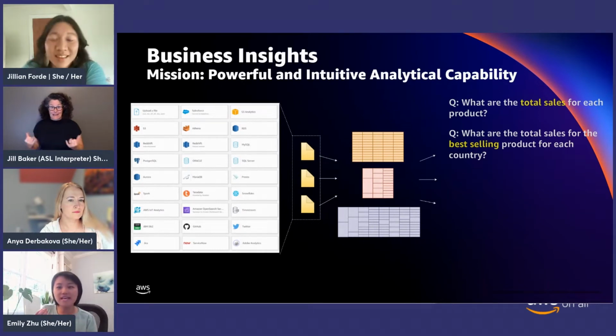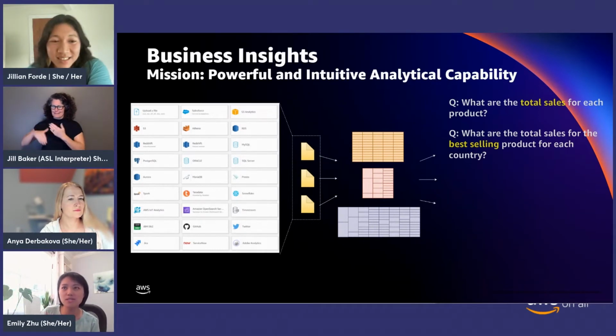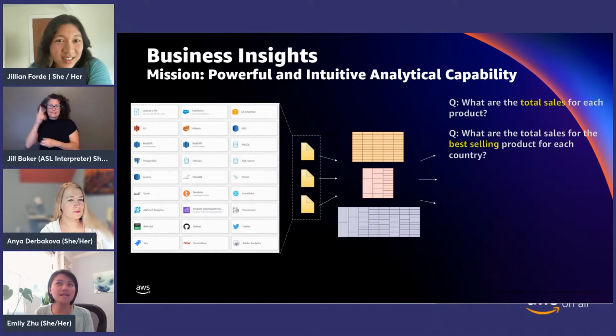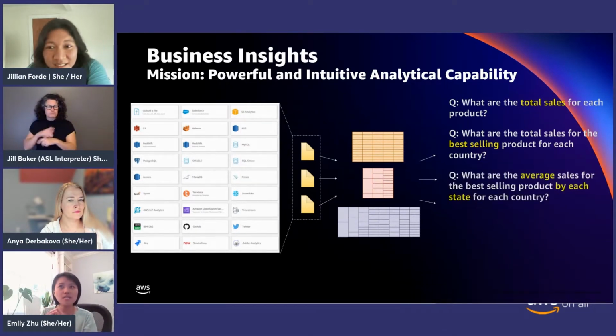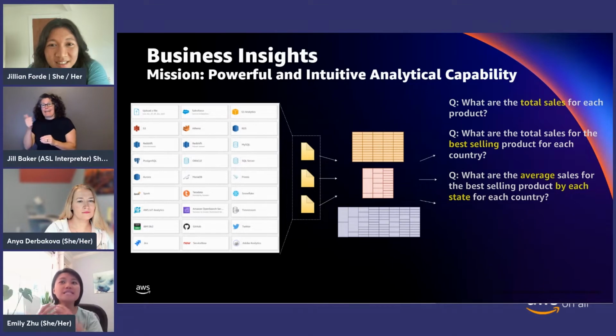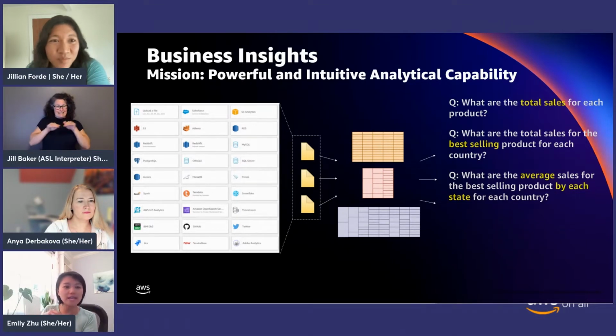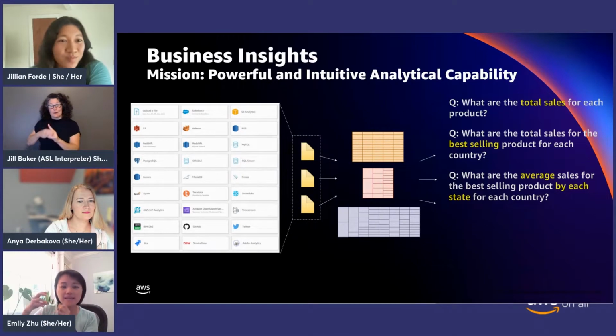And now things are getting a little bit complicated. People want to see the total sales for the best selling product for each country. So you're basically looking for a calculation that nests the total of your sales with some max calculation in it. And then the third one is even more complicated. You want to see the average sales for each country, but that average is not at any other level, it's at the state level. So you need to aggregate the sales by the state and then calculate the total average for each country.